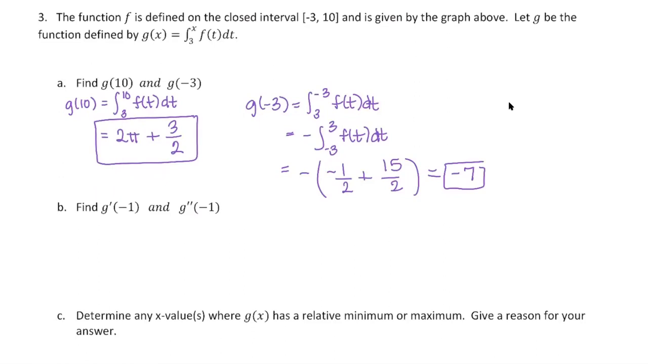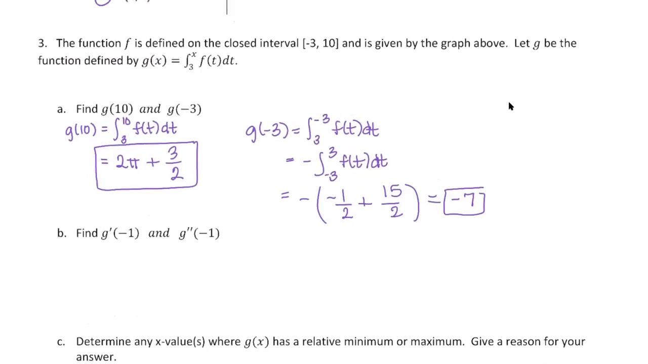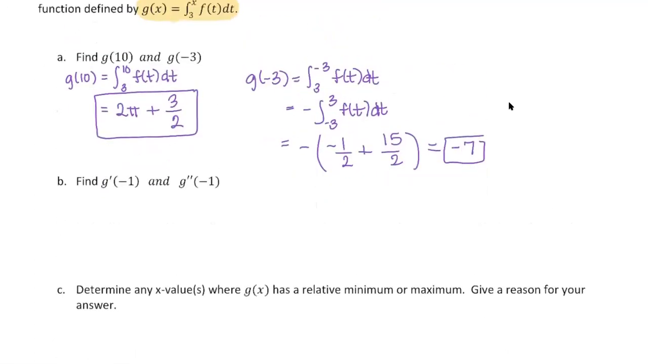Okay, here's the next question. We want to find g prime of -1 and g double prime of -1. Well, we'll go back to the graph here in just a second. But remember, this is g. So we need to start by finding g prime and g double prime. And let's find them in just general terms for now.